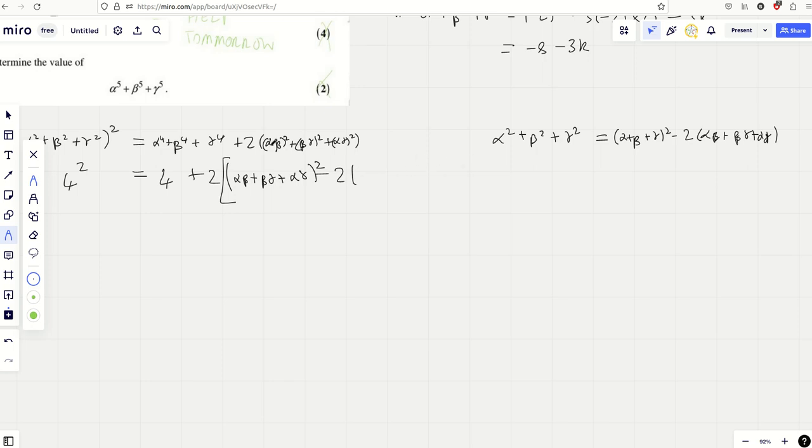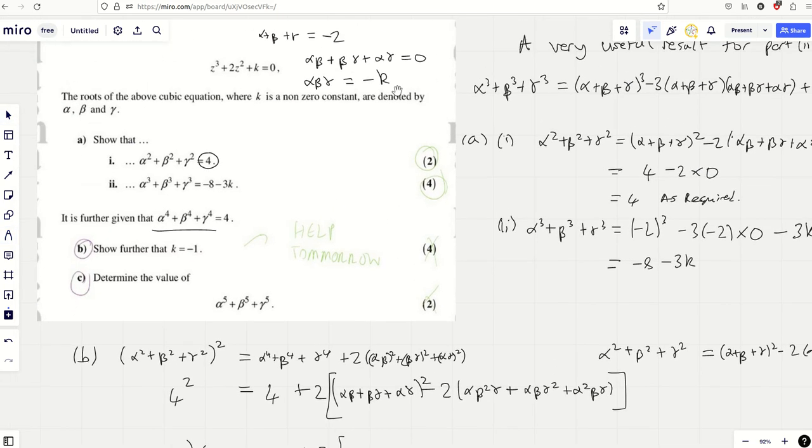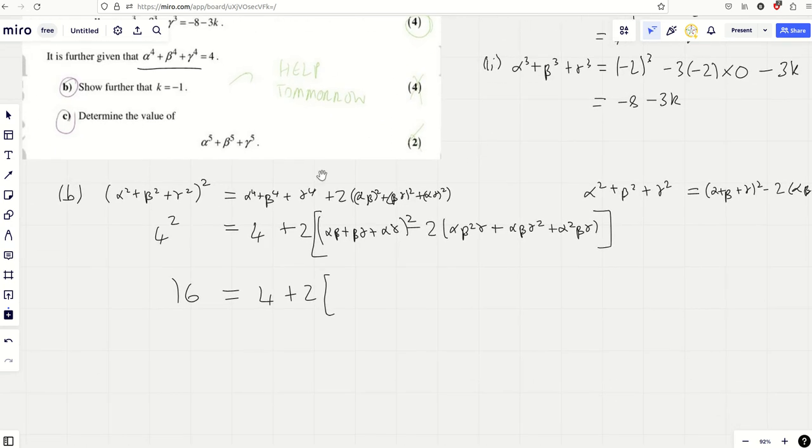Now this time we're going to be multiplying that one by that one, so we're going to have that same situation again of alpha beta squared gamma plus alpha beta gamma squared plus alpha squared beta gamma. Okay, so quite complicated here. So we're going to get 16 equals 4 plus 2 times, but I think we're now in a position where we can just sub in, because we know that the sum of those is 0, I believe. If we go back to the start, that's 0.